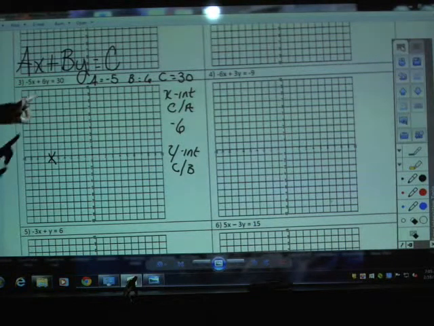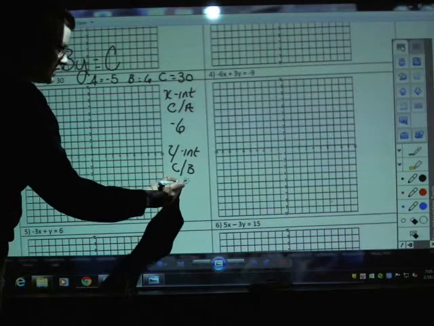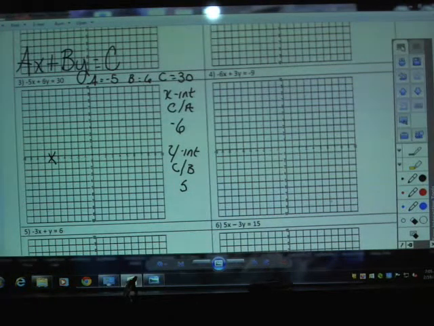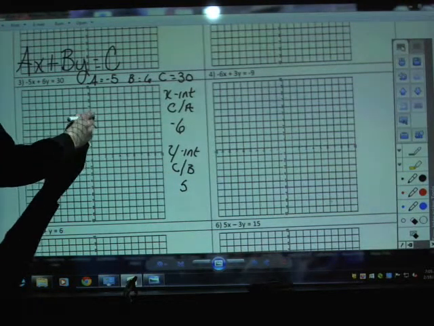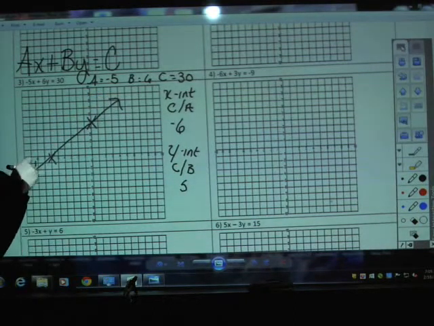Y-intercept is C over B. C value is 30. B value is 6. So that's 30 over 6. 30 divided by 6 is 5. So the graph is going to go through the y-axis here at 5. To connect my points, there's the graph of negative 5x plus 6y equals 30.